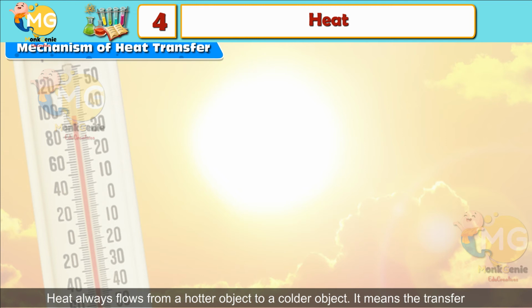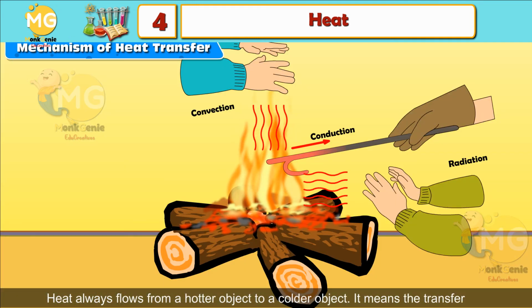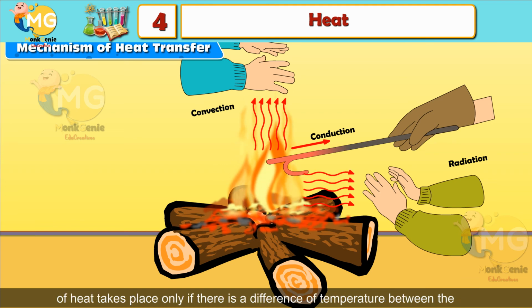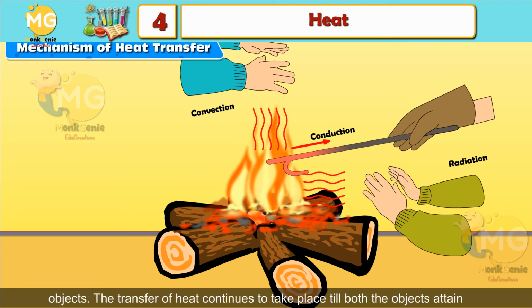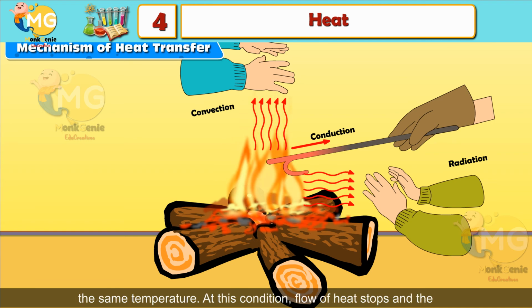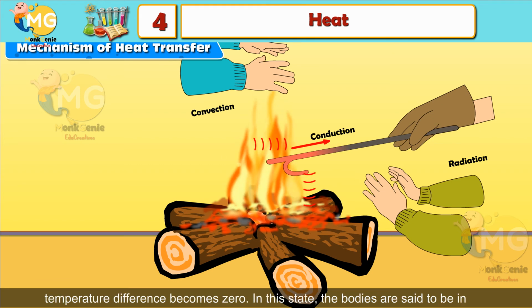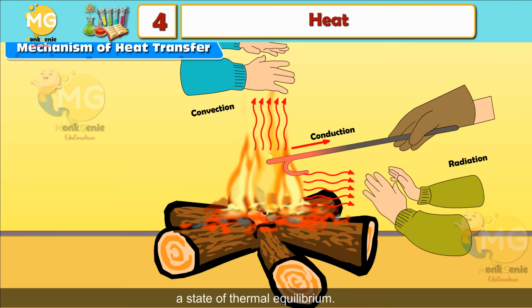Mechanism of heat transfer. Heat always flows from a hotter object to a colder object. It means the transfer of heat takes place only if there is a difference of temperature between the objects. The transfer of heat continues to take place till both the objects attain the same temperature. At this condition, flow of heat stops and the temperature difference becomes zero. In this state, the bodies are said to be in state of thermal equilibrium.